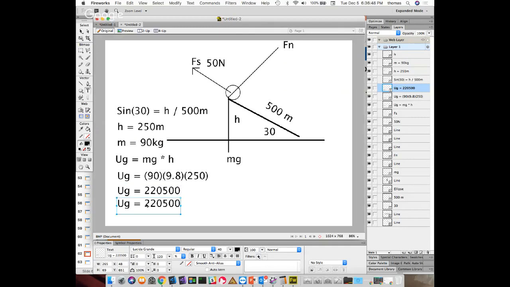We know that UG is equal to kinetic energy, right? So let's say kinetic energy minus this frictional force of 50 newtons. Okay, that's what it is. So minus 50 newtons, because it's going to slow us down. That's what it is. It's the amount of work.